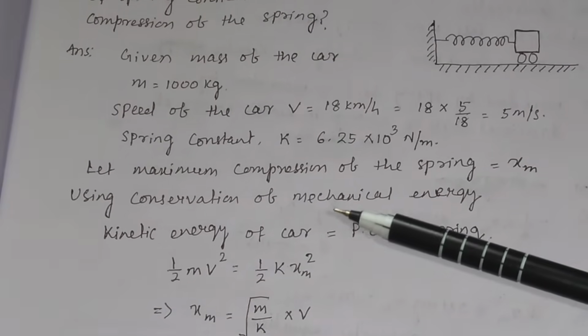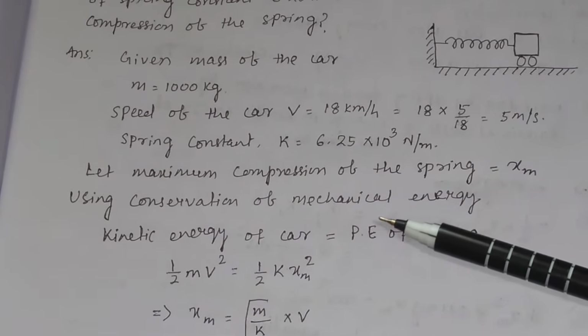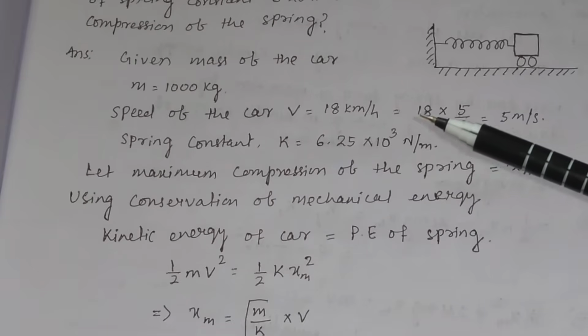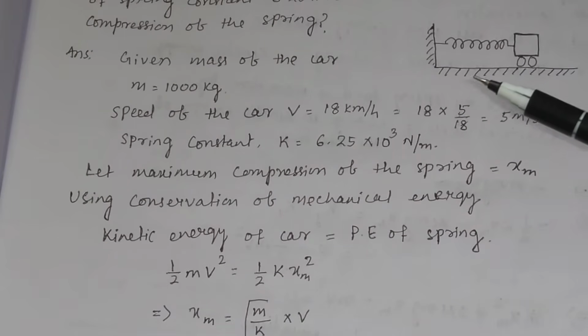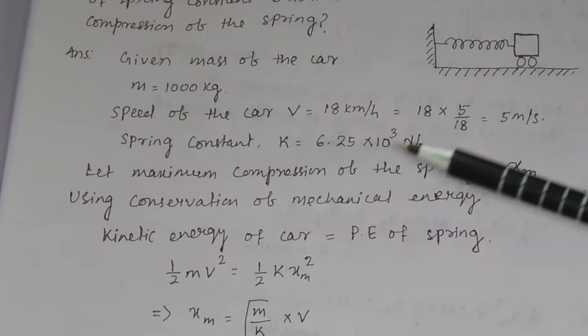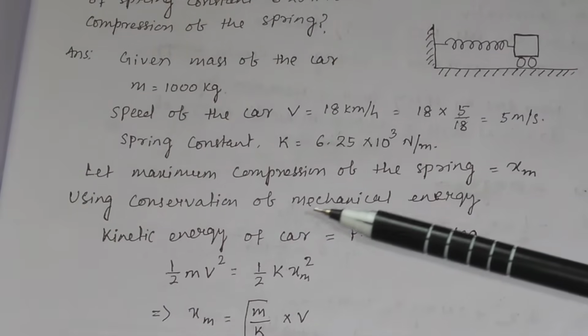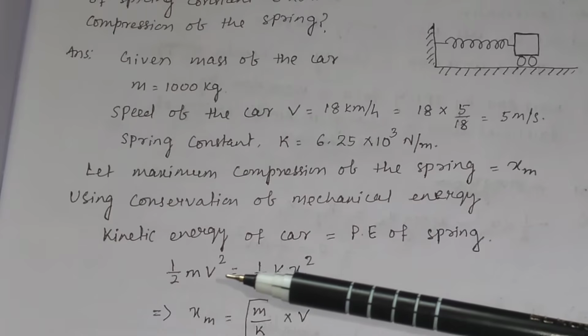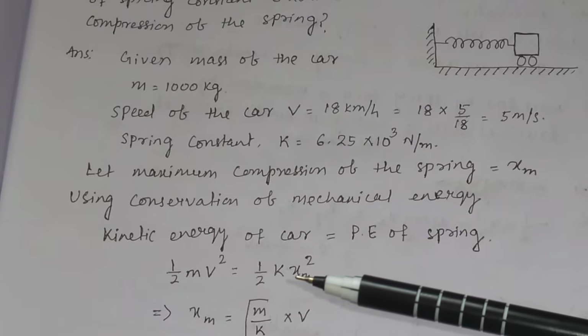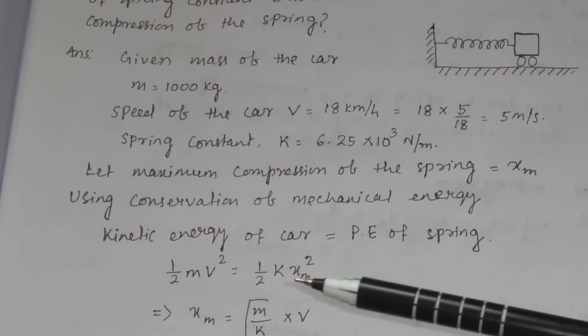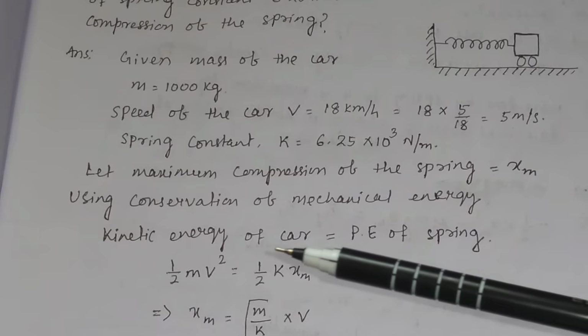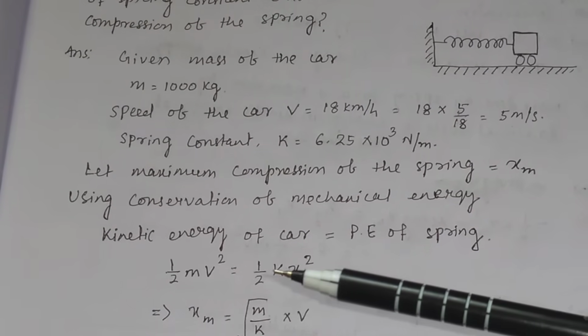Now you can use the conservation of mechanical energy formula. Applying conservation of mechanical energy, the kinetic energy of this car is equal to the potential energy of this spring. The kinetic energy of this car is equal to half mv square, and the potential energy of this spring is equal to half kxm square. This we have deduced in the previous video.